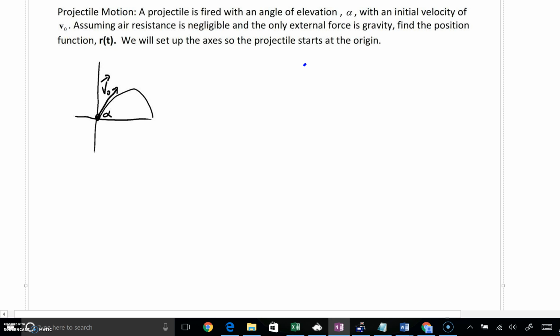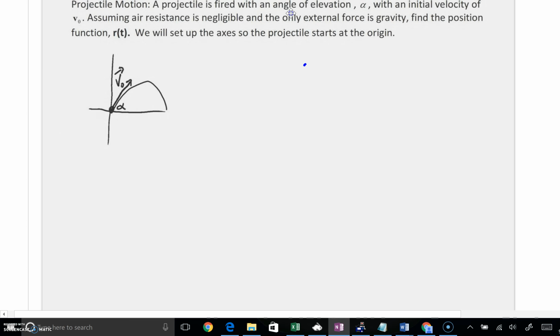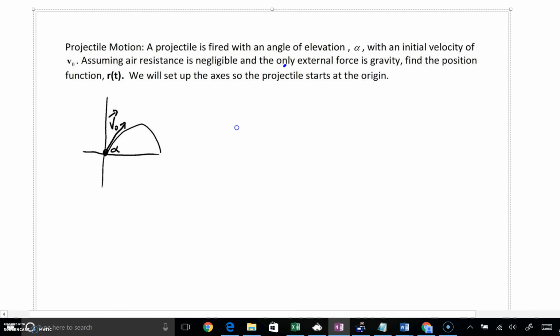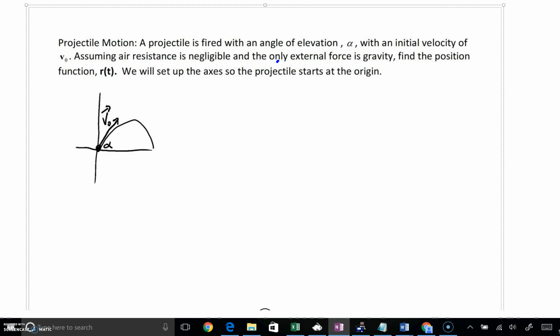Multivariable calculus, we're on section 13.4, second page of the notes, projectile motion. Again, the projectile motion graphs that we're going to be looking at: an object or a projectile is fired with an angle of elevation of alpha. What makes this so very different is that t is going to be time in this application, but t is a parameter. It's hidden on this graph.